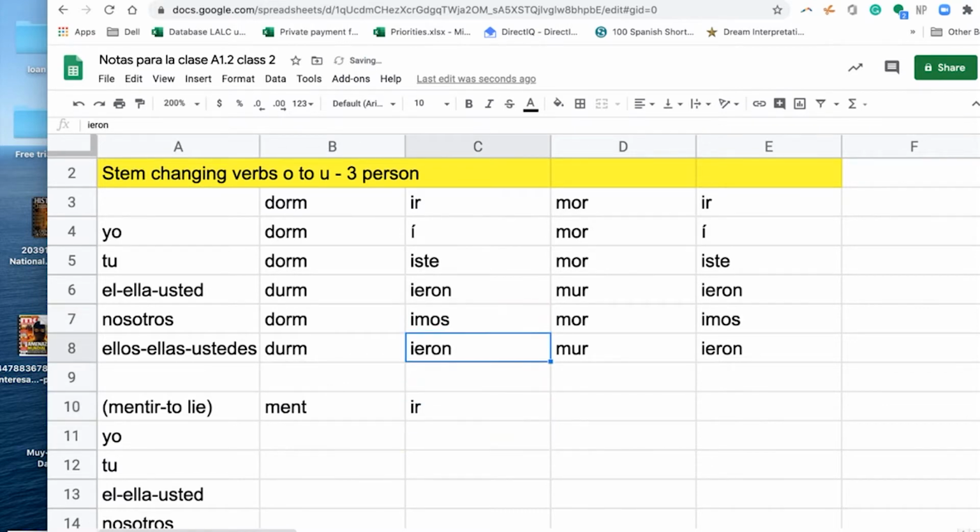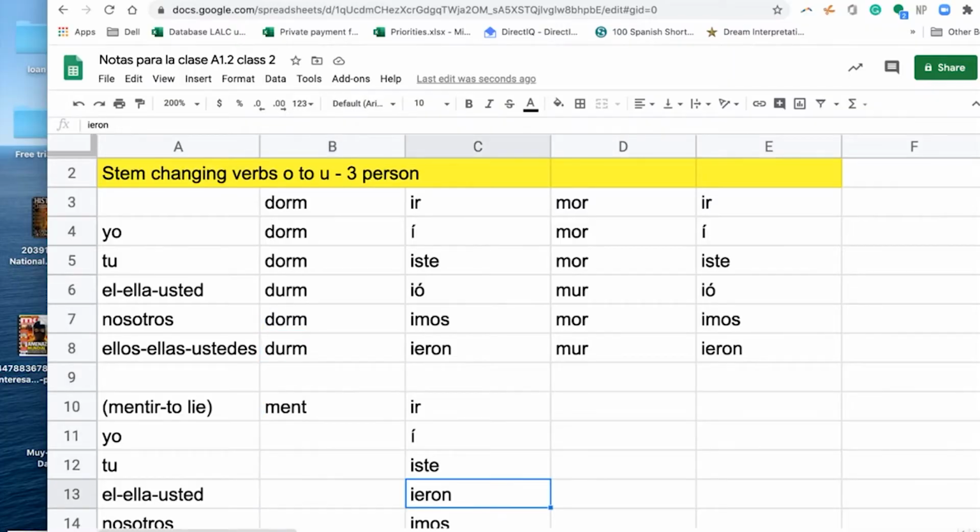So how about the ending? It's always the same. So í, iste, ió, imos, ieron. Look, I just realized. Thank God I just realized so you don't get all confused. It's dormí, dormiste, durmió, durmieron, right? And in the third person, it just self-corrected. So it's él durmió, okay? I-O. So in here it's yo too.